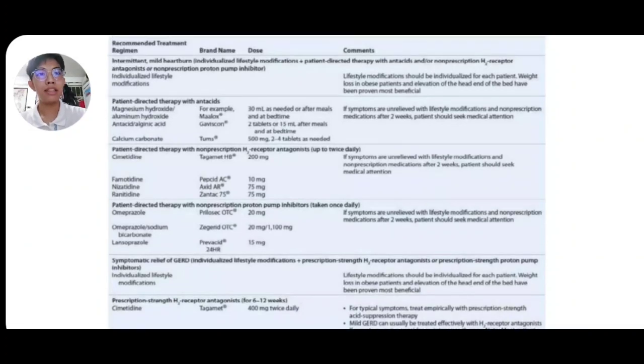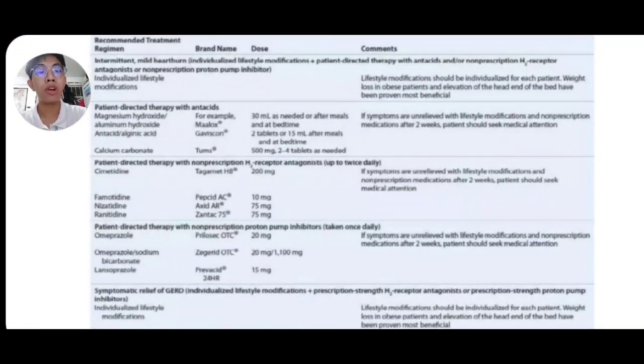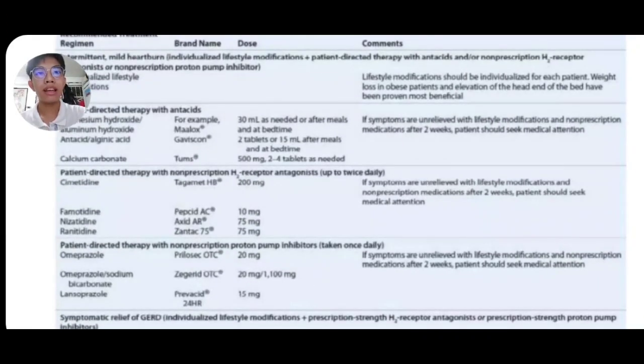So as you can see in the table, for the antacids, we have magnesium hydroxide or aluminum hydroxide, then alginic acid and calcium carbonate. For H2 receptor antagonists, we have cimetidine, famotidine, nizatidine, and ranitidine. Then for the proton pump inhibitors, we have omeprazole, sodium bicarbonate, and lansoprazole.